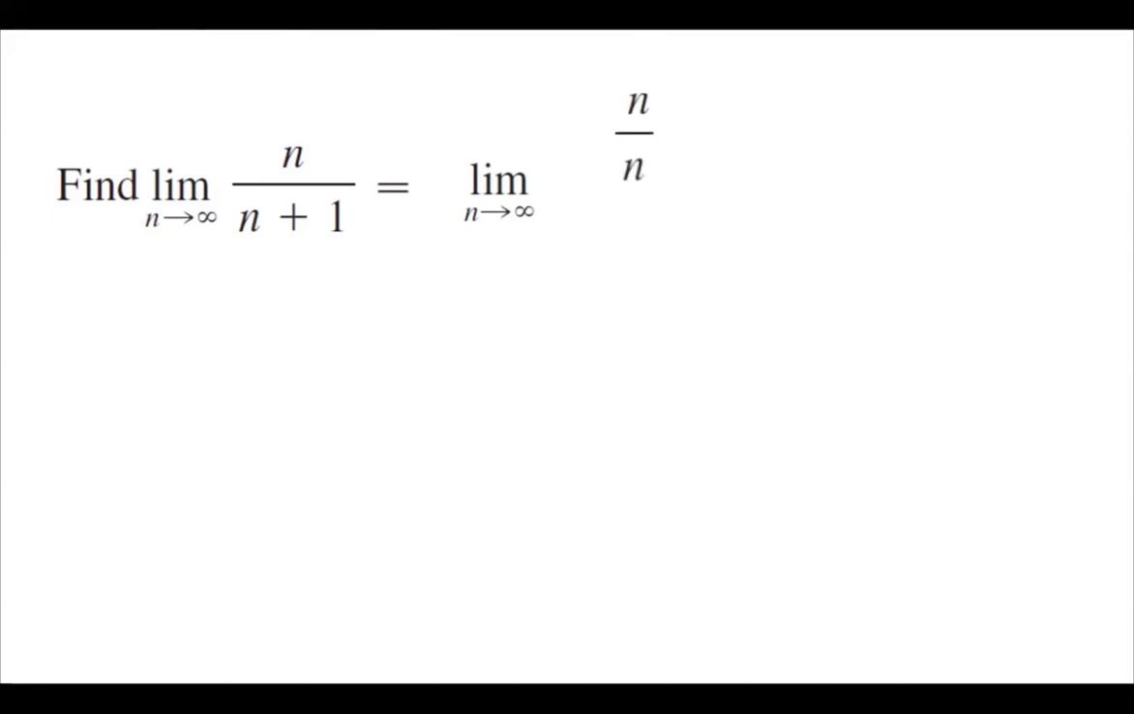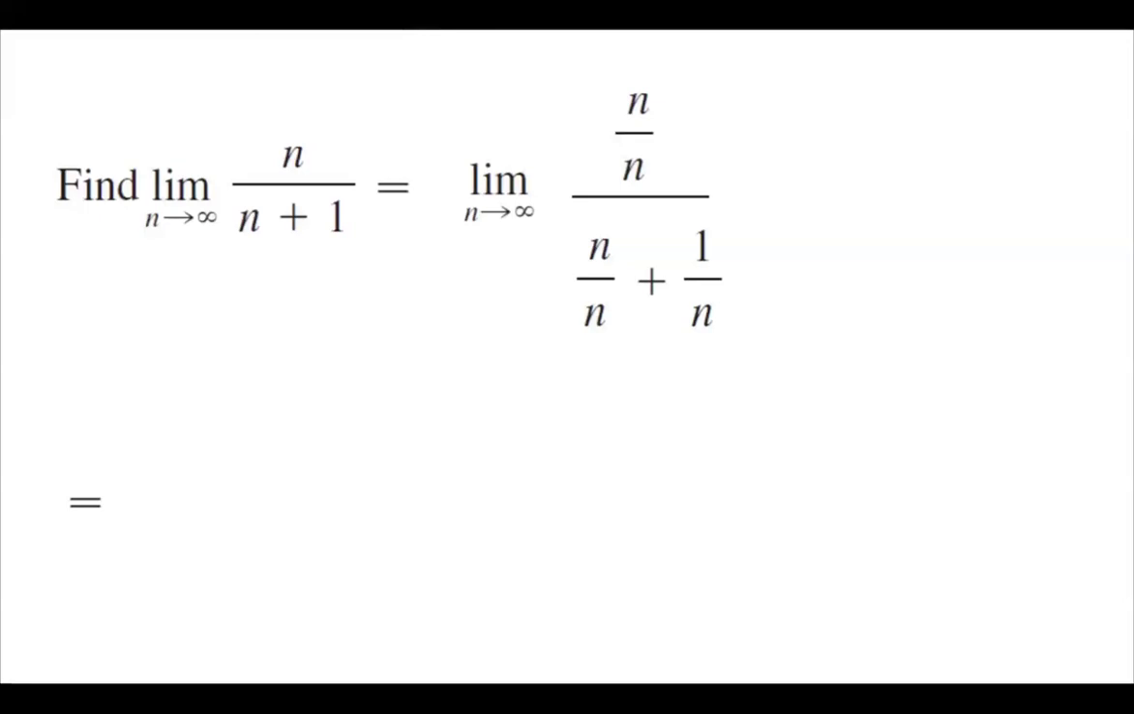Next example for you. We want to find the limit of n divided by n plus 1 as n goes to infinity. This is basically calculating the limit of x divided by x plus 1 as x goes to infinity. This is equal to, well, as you remember, you can divide the numerator and the denominator by n to simplify this as much as you can. n over n divided by n over n plus 1 over n.